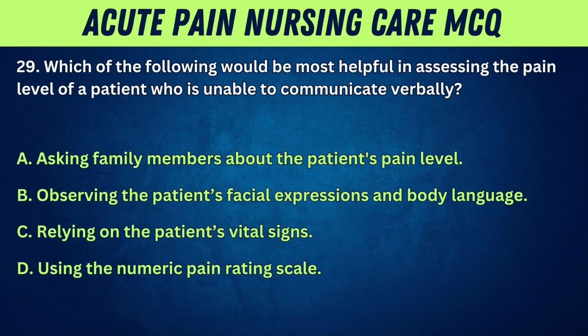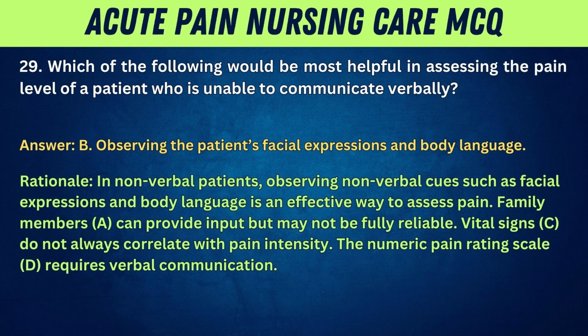29. Which of the following would be most helpful in assessing the pain level of a patient who is unable to communicate verbally? A. Asking family members about the patient's pain level. B. Observing the patient's facial expressions and body language. C. Relying on the patient's vital signs. D. Using the numeric pain rating scale. Answer. B. Observing the patient's facial expressions and body language.